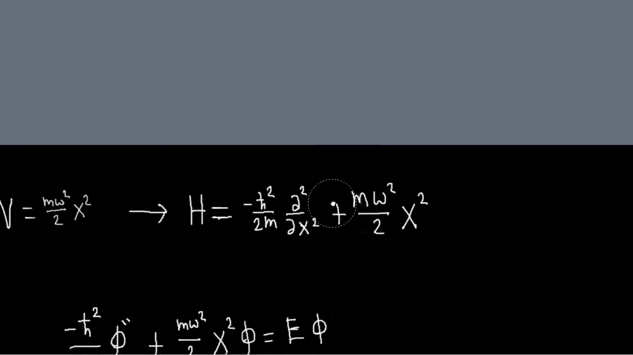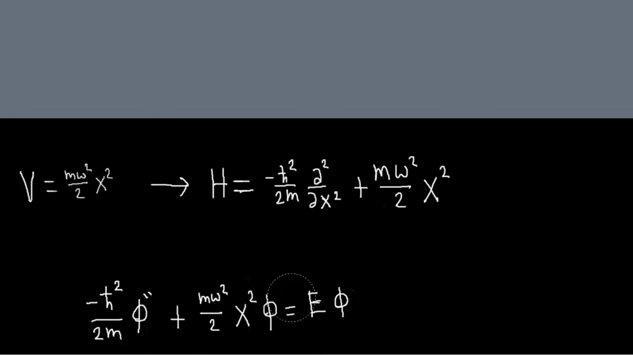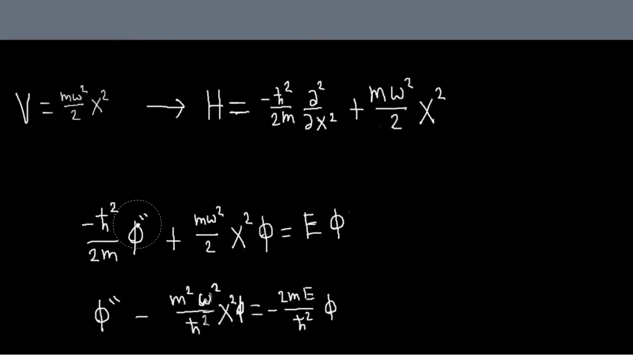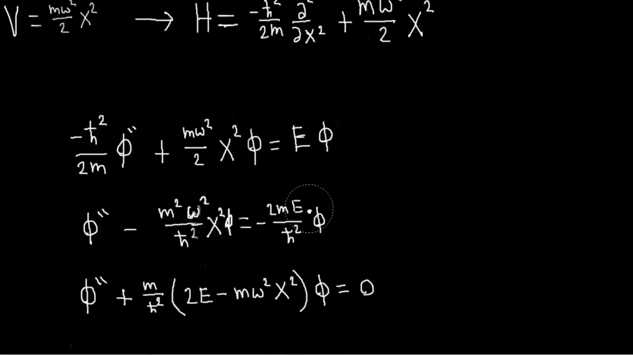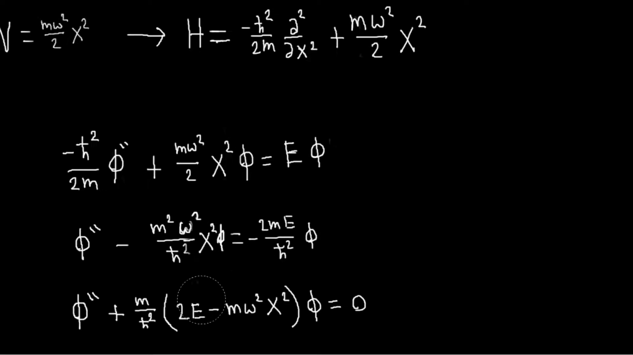And so our differential equation, our eigenvector equation for the Hamiltonian becomes this. And with a little bit of rearranging, if I want to get phi prime prime by itself, I just divide by minus h bar squared over 2m, and then I bring this factor over to the left and factor out some common terms. And so I can write my differential equation like this.